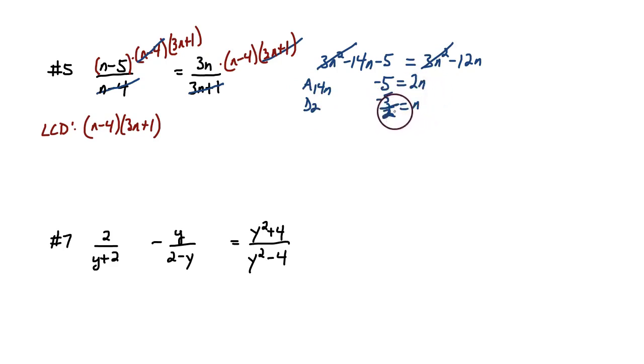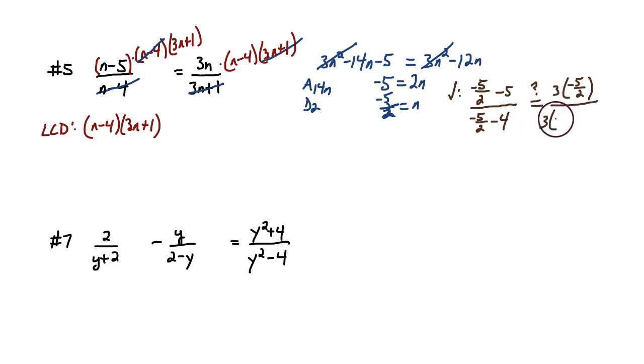We need to check if negative 5 halves really works. Let's perform our check right here on the paper. The original problem was n minus 5, so where the n is, fill in negative 5 halves. Over, in the denominator, n minus 4. Where the n is, fill in negative 5 halves. We want to know if that's equal to what was on the right side. So 3 times, and fill in negative 5 halves. Over, down in the denominator, it was 3n plus 1. So 3 times negative 5 halves plus 1.